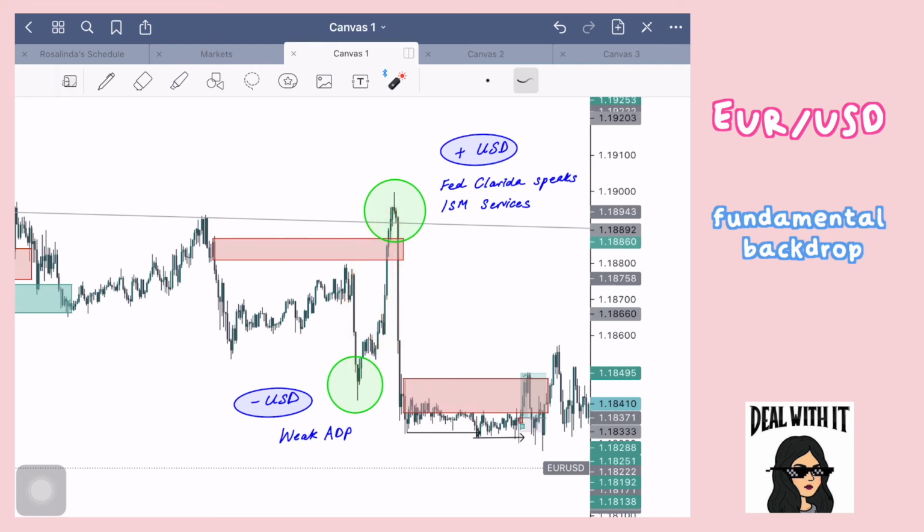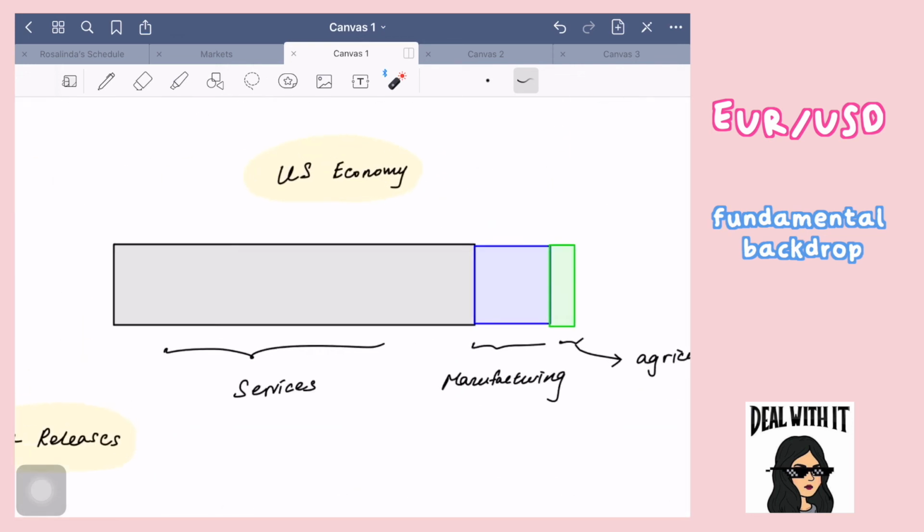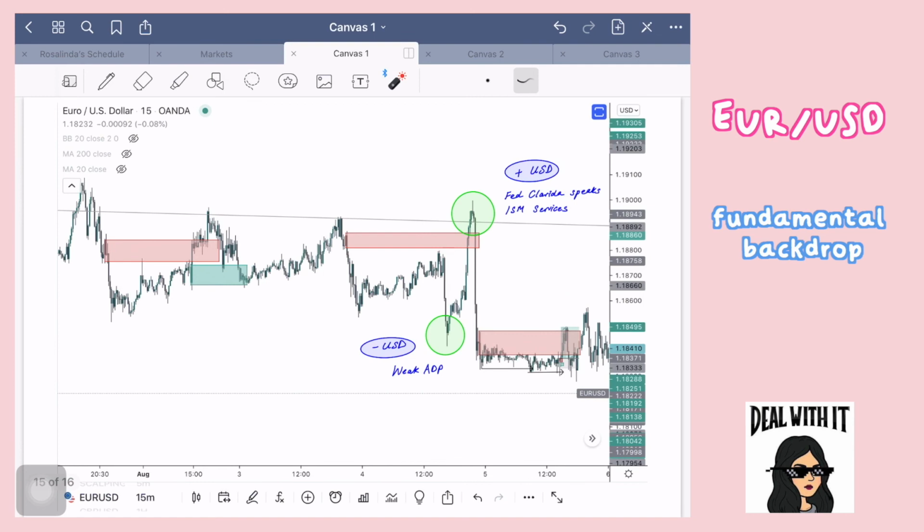And then shortly after that, we saw an ISM services report. This is the institute that publishes data on the services sector of the economy, which is a very big portion of the economy. I think it's about 70%. And it was very strong. And the Fed speaker Clarida also shocked the markets a bit by being more aggressive in reducing the measures, basically more hawkish than expected, and this also caused the dollar to appreciate very strongly, which is why we got this over here. So as you can see, fundamentals were very, very important on 4th August.